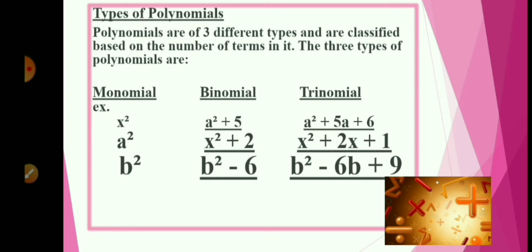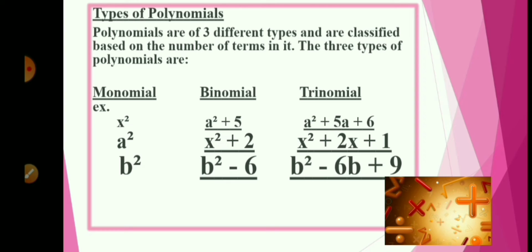So let's go to trinomial. We have a squared plus 5a plus 6 as number 1. Number 2, x squared plus 2x plus 1. And the third example is b squared minus 6b plus 9. So as you can see, that is the difference of monomial, binomial, and trinomial.